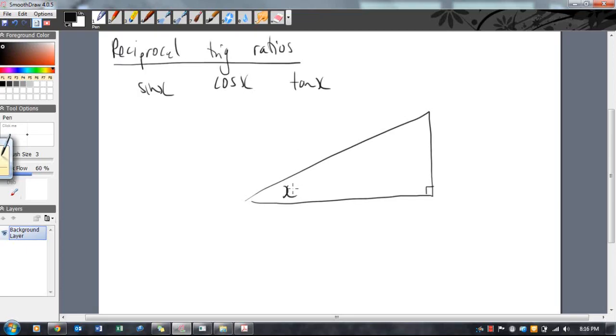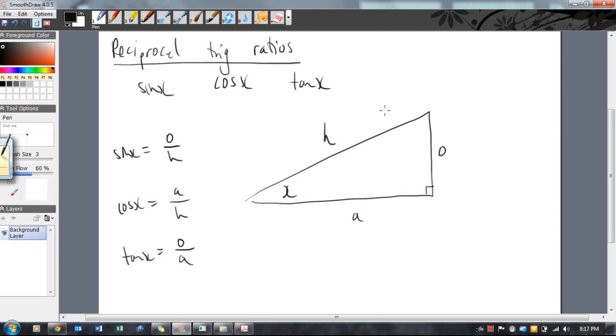So if we've got an angle x there, we've got the opposite side, we've got the hypotenuse, and we've got the adjacent. Sine x equals opposite over hypotenuse, cos x equals adjacent over hypotenuse, and tan x equals opposite over adjacent. Now, what are the other ratios?